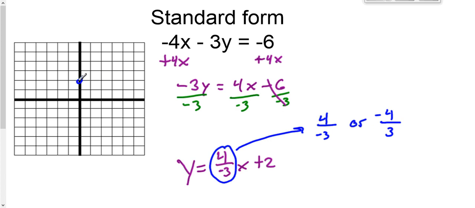Either way, we start up 2. And then we move, let's work with this one right here. Up 4, 1, 2, 3, 4. Left 3. If we work with this one, we go down 4, 1, 2, 3, 4, right 3, and you notice that they're all on the same line. And that's graphing from standard form.